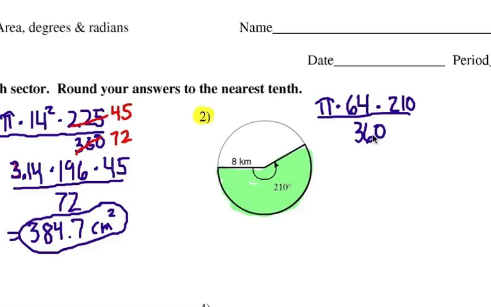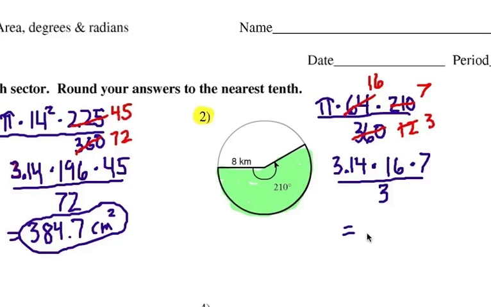All right, let's see if we can factor out some common factors. Factor out 30 from the top and bottom here. And with the 64 and the 12, I noticed that we can divide a 4 out of each of those. And that'll leave me with 16 and 3. And let's go ahead and multiply it out. So that's going to be 3.14 times 16 times 7. Multiply all that and divide by 3.